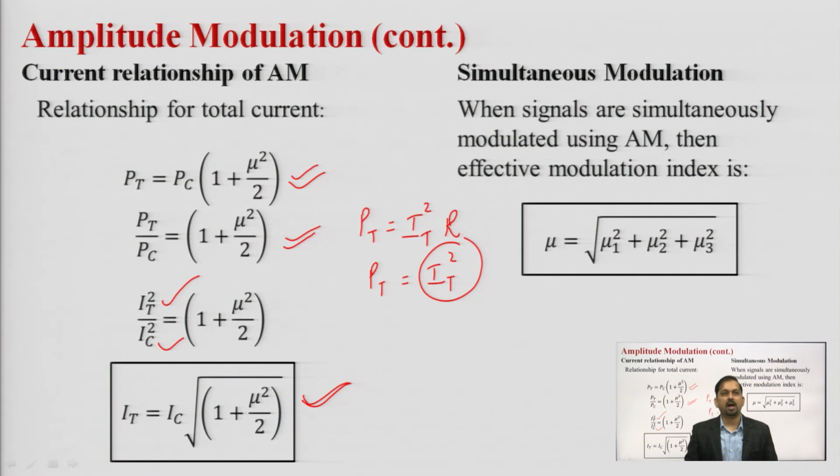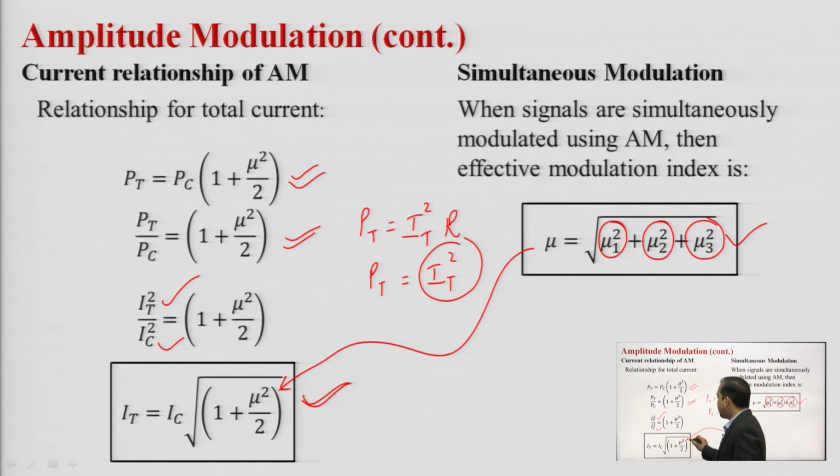Now, we have one last case, which is called simultaneous modulation, meaning when the signals are simultaneously modulated using AM, then what is the effective modulation index? The effective modulation index we can calculate as mu equals under root of mu 1 square plus mu 2 square plus mu 3 square. With the help of this we can calculate the overall modulation index, and after that we can utilize this overall modulation index in this relationship, or in the calculation of the total transmitted power.